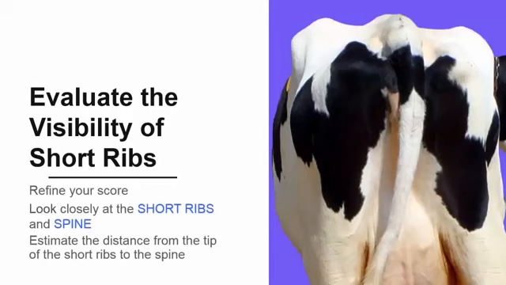The final decision to refine your score of less than 2.5 requires a close look at the short ribs and spine. Looking at the rear or top view of the cow, find the bony ridges of the short ribs and estimate the distance that these ridges are easily seen from the tip of the short ribs to the spine. Are the ridges visible half the distance, 3/4 of the distance, or more?